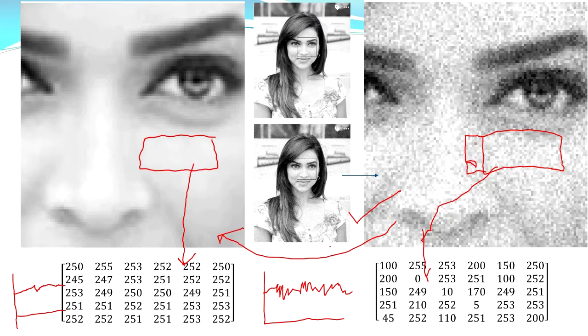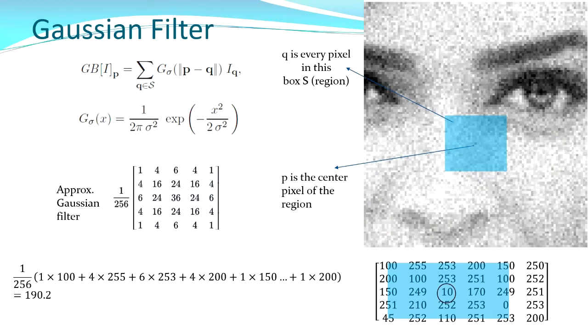We understand that now we need a sort of low pass filter which will block these high frequencies and only allow the low frequencies to get the smooth version of the image. So we want a smoother image like this rather than an image which has a lot of fluctuations. That is what we want. So we can use a Gaussian filter.